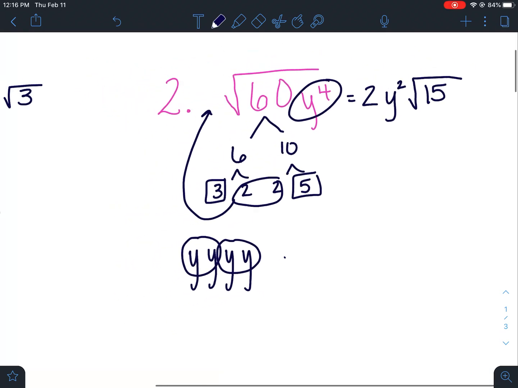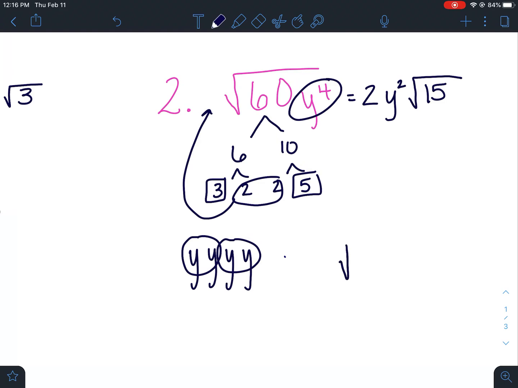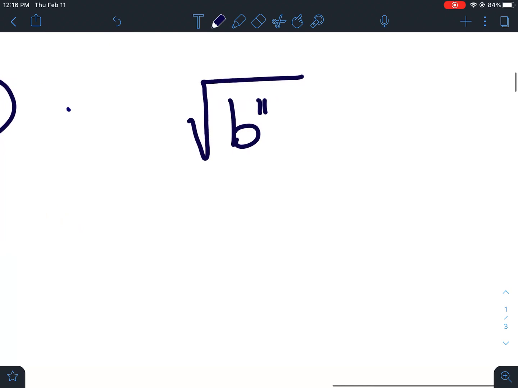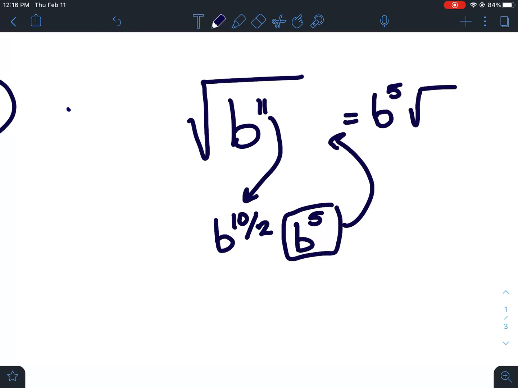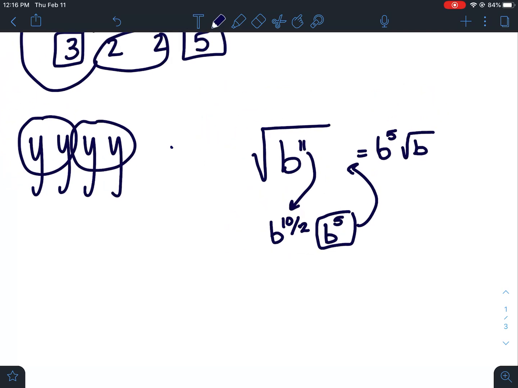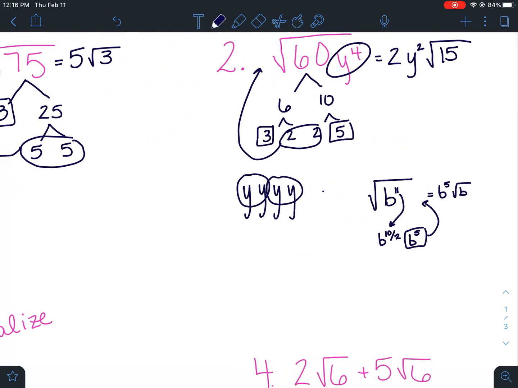Basically what you're going to do when you have a variable on the inside, so say I have the square root of b to the 11th. If it's not an even number, you're going to subtract 1, so that's b to the 10th. Then you're going to divide that exponent by 2. That gives us b to the 5th. b to the 5th is what will go outside. And because I had to subtract, that 1 gets to stay inside. Okay, so that's our variables and simplifying.